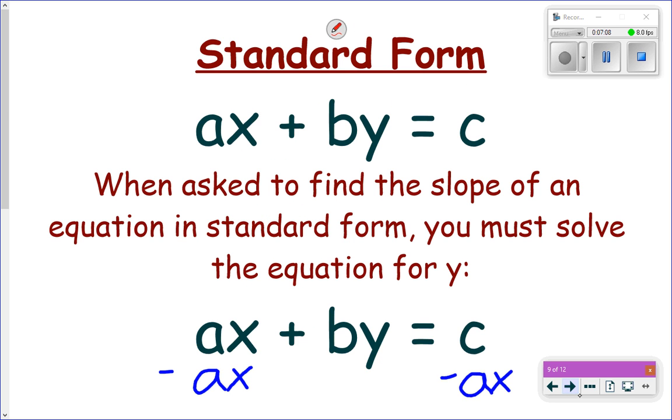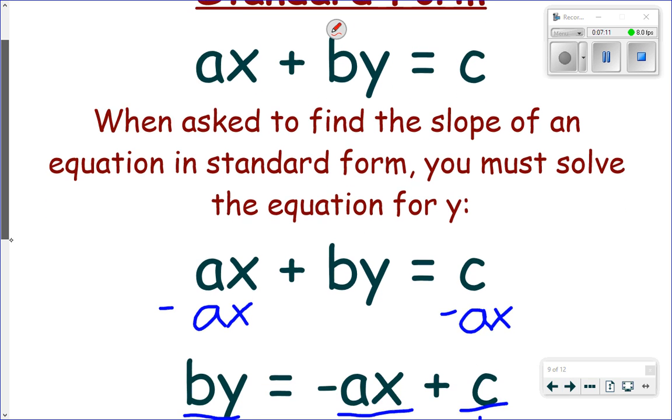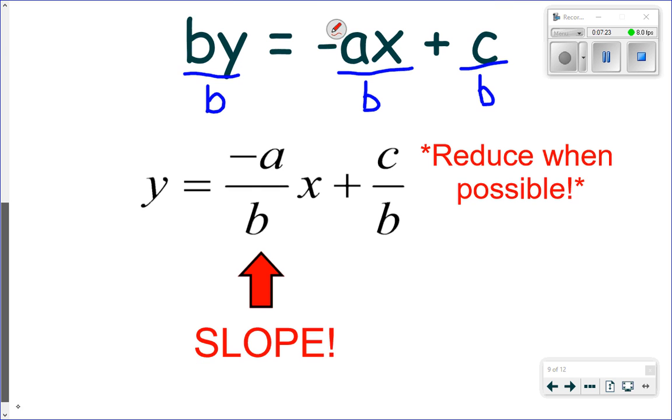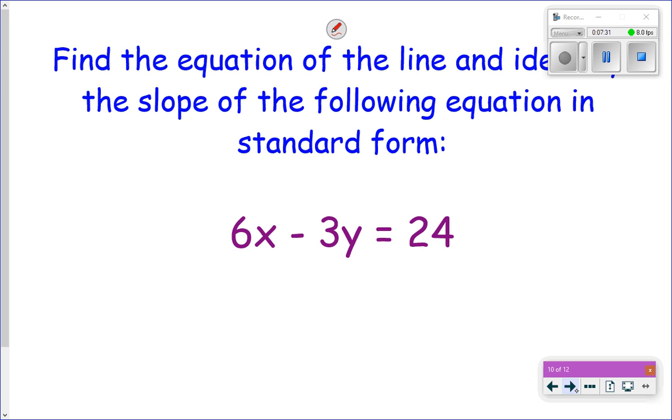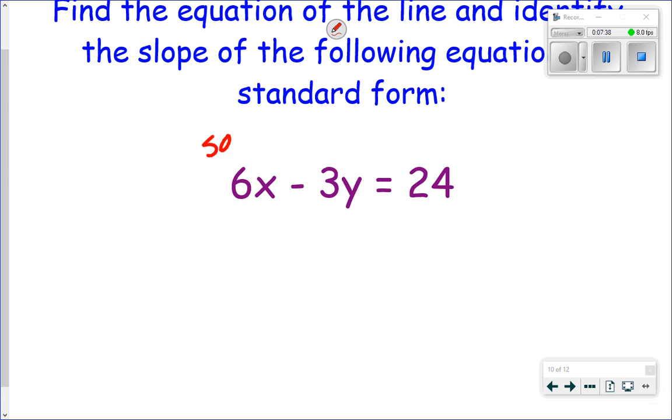Okay, shifting gears again. So I'm going to have an equation with x and y on the same side of the equal sign. We need to put it into slope-intercept form. So I need to go from the format that we're given, and we need to solve it for y. So this is what it's going to look like. Looks super confusing with a bunch of letters. We'll just go right over to the example. Okay, it says find the equation of the line and then identify the slope. So I need to solve for y. So I need to get this into slope-intercept form.